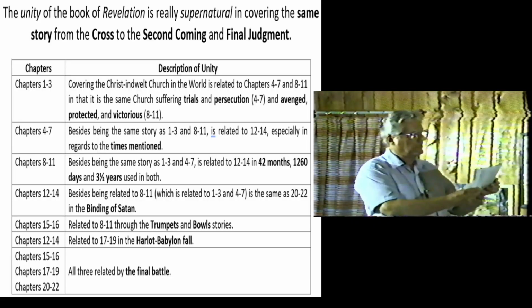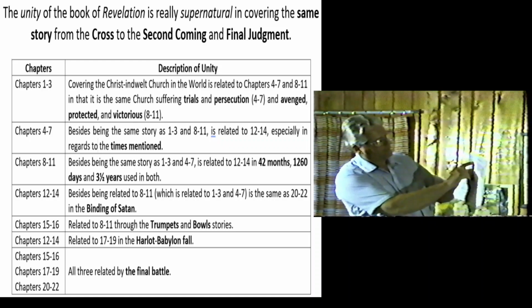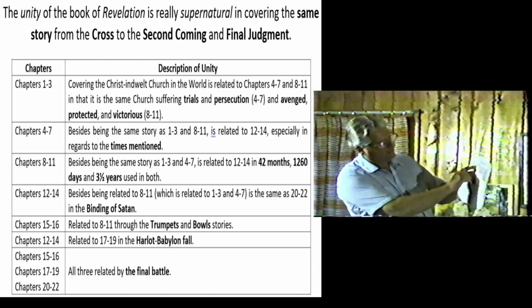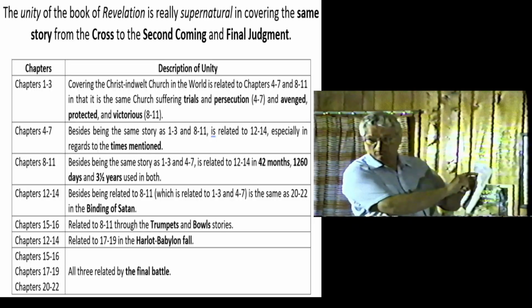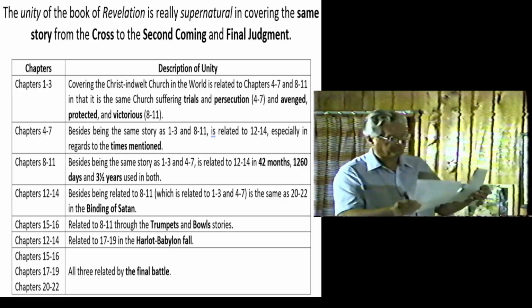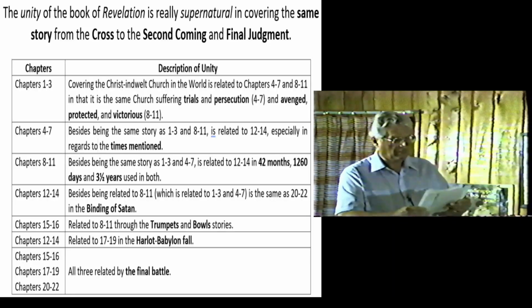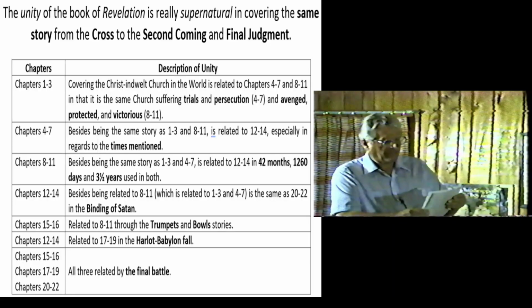So on my sheet, I draw from right up here an arrow going from 1 and 3 down to 4 and 7, and another one from 1 and 3 to 8 and 11. These 3, I understand, are parallel just because they're all related on the same subject. Okay? Number 2, chapter 4 and 7.